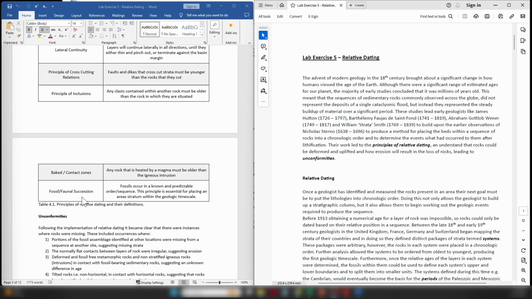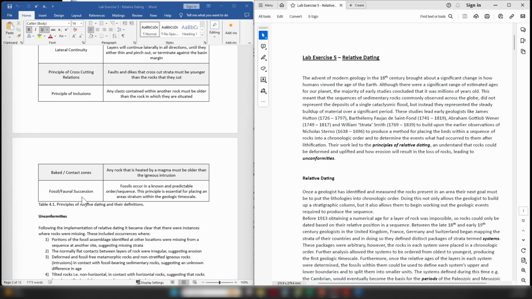And that simply says that fossils occur in a known and predictable order. So we know where each fossil sits in the geologic timescale. So when we see that fossil, we can say, right, this rock is from the Cambrian, this rock is from the Cretaceous, this rock is from the Permian. And it's a relatively straightforward system, and the principle of faunal succession is based on those early works that started to put fossils into a chronologic order.